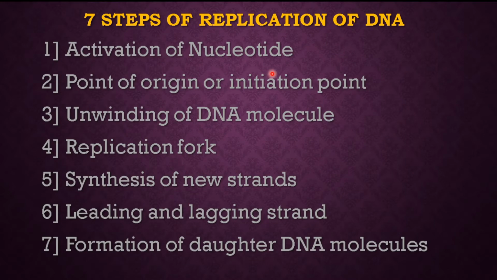This replication is completed in 7 steps. All these steps you have to keep in mind. First step is activation of nucleotide. Second is point of origin, or you can say initiation point. Third one is unwinding of DNA molecule. Fourth one is replication fork, or replicating fork. Fifth one is synthesis of new strands. Sixth one is leading and lagging strand, and last, the seventh one, is formation of daughter DNA molecule.